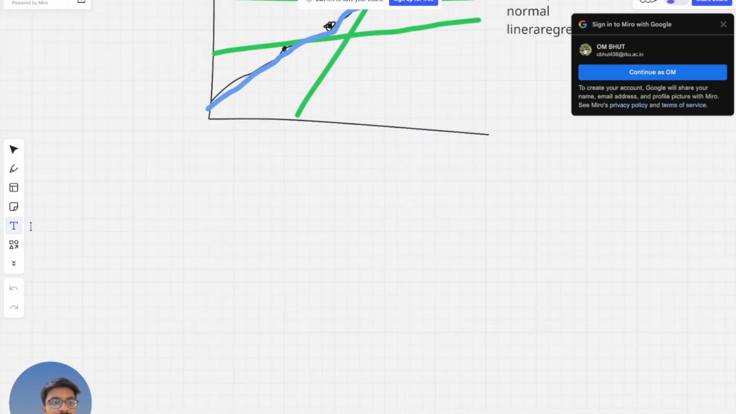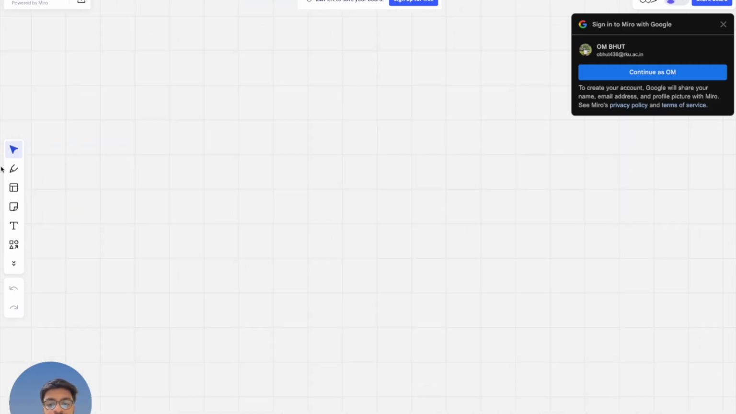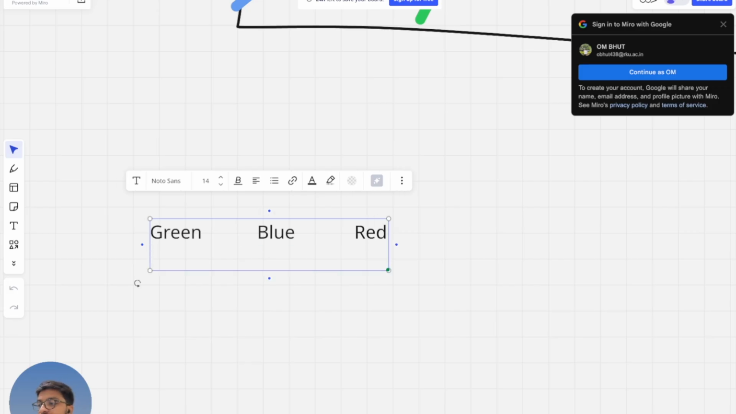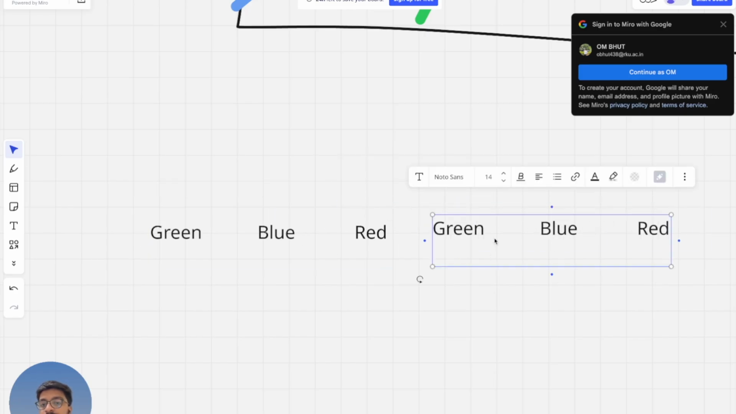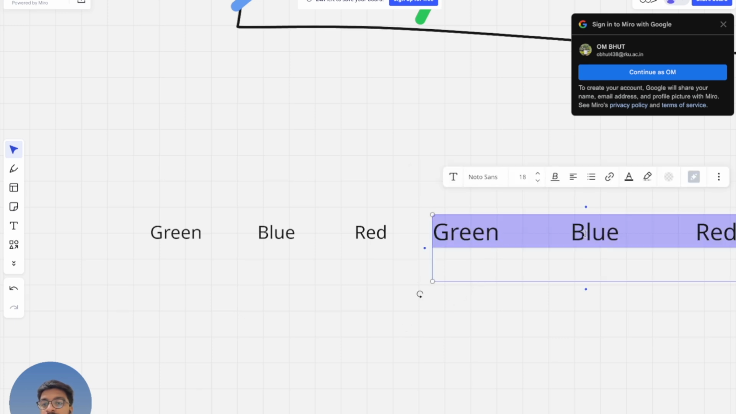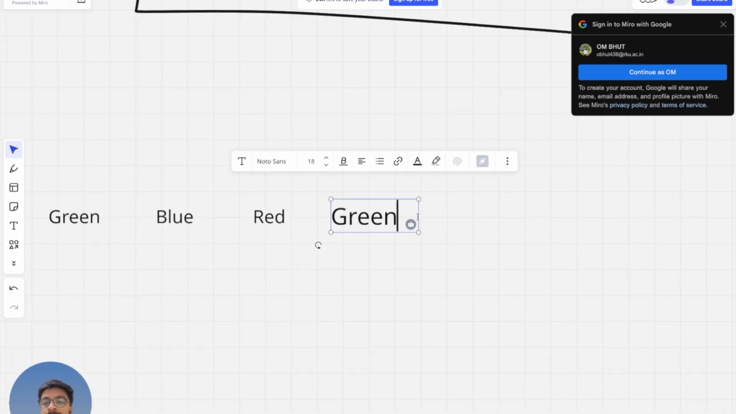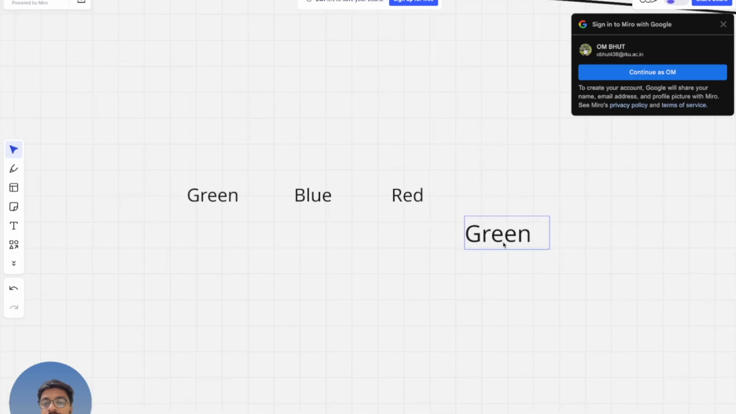So green, blue, red. If we have these categories, what we can say to the computer, let's suppose you want to take a blue color, right? Let's suppose we want to make a green color. How will we make it?